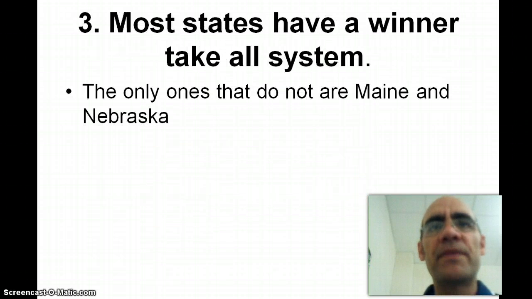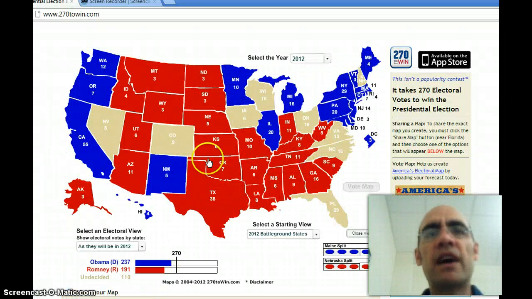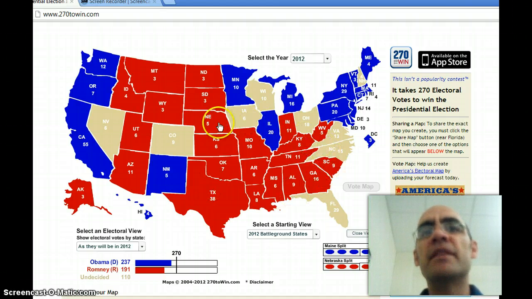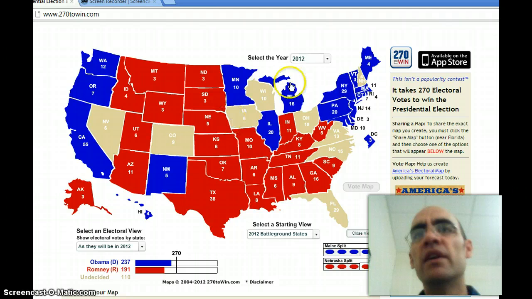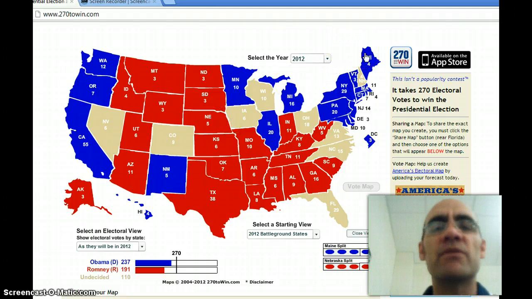Most states have a winner-take-all system. So let's look back at our map here. If I'm in California, I'm running for president, and I win California by one vote, I get all 55 of those Electoral College votes. If I am in Texas and I win Texas by one vote, I get all 38 of those Electoral College votes. If I am in Nebraska or Maine, they split their votes. So in Nebraska, I could win 4 and you could win 1. Maine, we could each win 2. Why are those states like that? I have no idea. But they are.